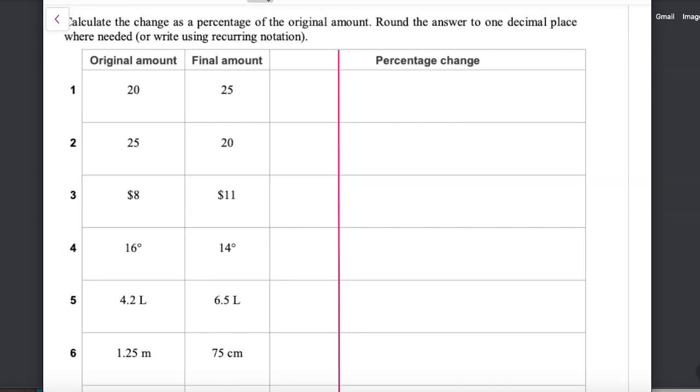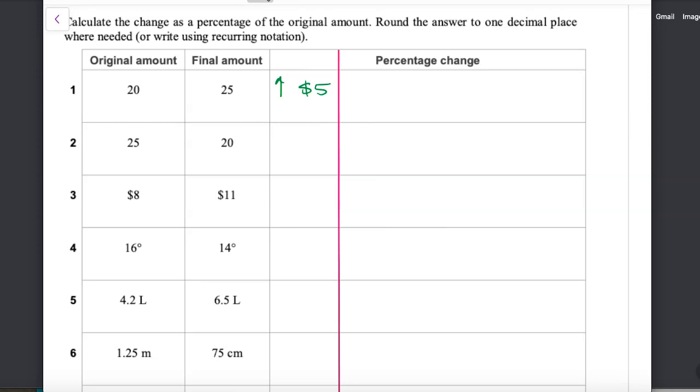In this video, we're going to have a look at how we calculate the change that's happened to an original amount and express this as a percentage. We call this the percentage change. So in our first example, we've got, for example, $20, and we can clearly see that it has been increased to $25. So first of all, I can identify that I've had an increase of $5.